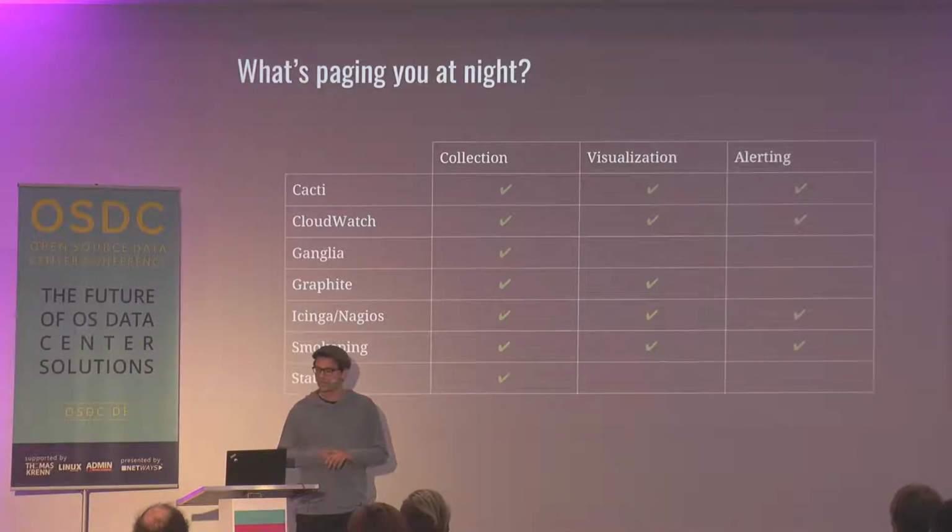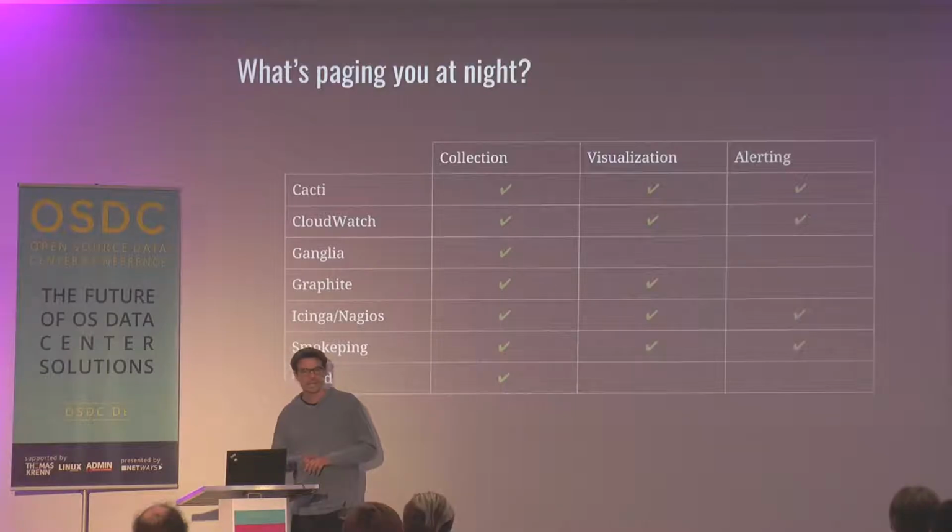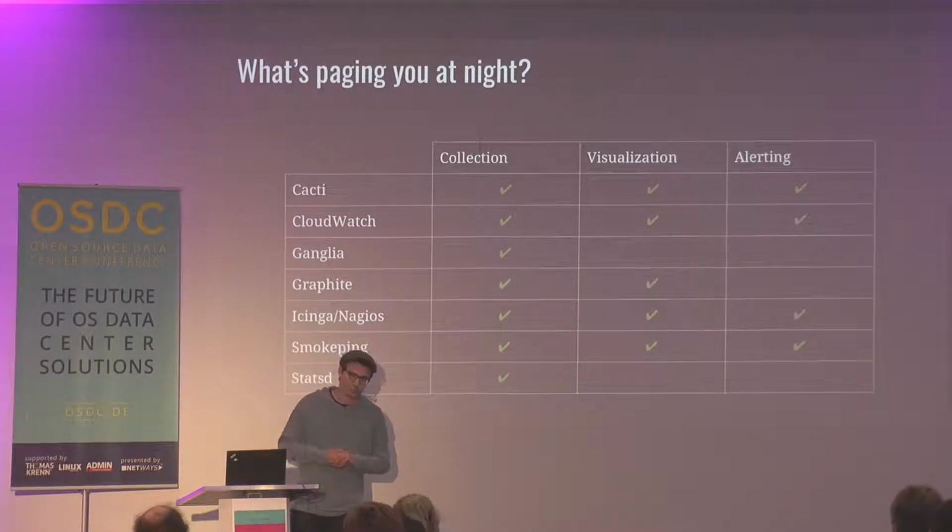The Icinga check that failed actually checks the value in Graphite. So let's look at the Graphite graph. It looks odd. Where does the data come from? Oh, it actually comes from Ganglia.